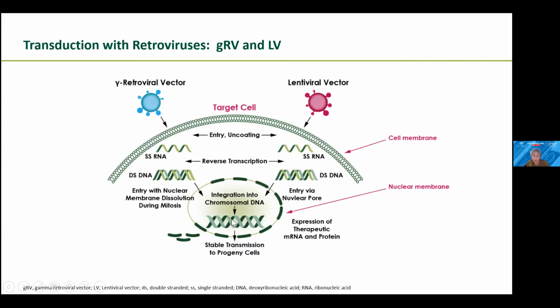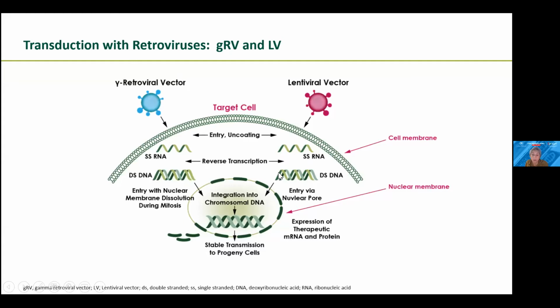However, how they gain entry to the nuclear compartment is very different. The gamma retroviral vectors have no ability to enter the nucleus until cell division occurs and there's dissolution of the cellular nuclear membrane during mitosis. The lentiviral vectors, on the other hand, can gain entry through nuclear pores. So one of the main differences is that the gamma retroviral vector really needs to have a cell dividing in order to gain entry and full integration, whereas the lentiviral vector can enter through the nuclear pore and transduce both dividing and non-dividing cells. This is a key difference, especially if you're looking to transduce stem cell populations.